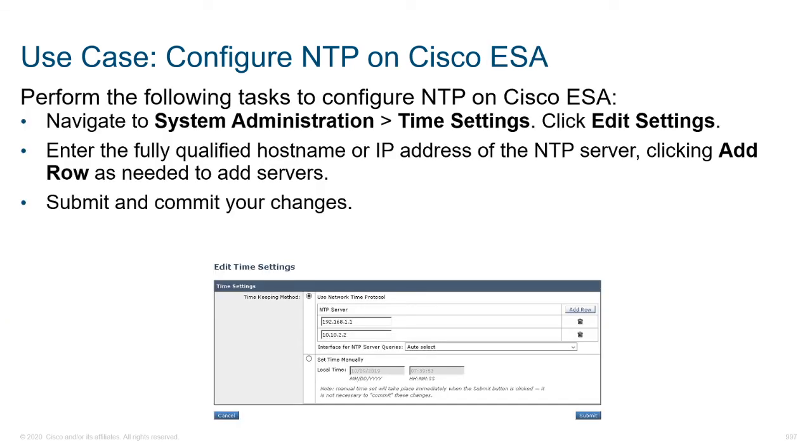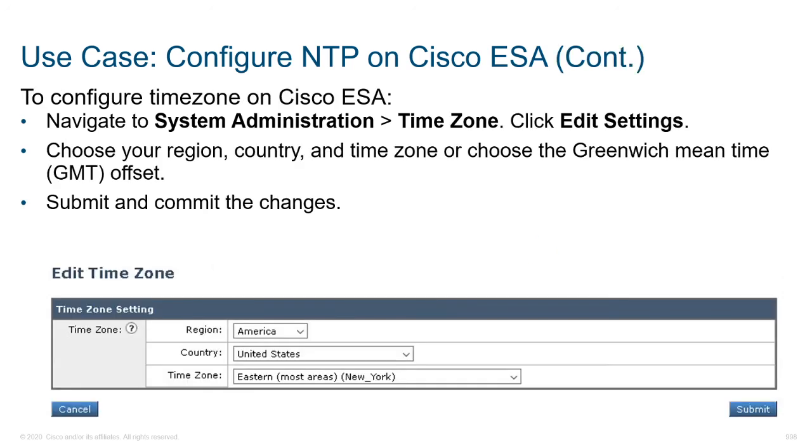And then we also see some examples on the Cisco ESA. We can go into the system administration and then the time settings, click edit and specify the IP address of your NTP server. And then of course, if we want to go in and make any modifications to our time zones, we can set that and submit and commit those changes.